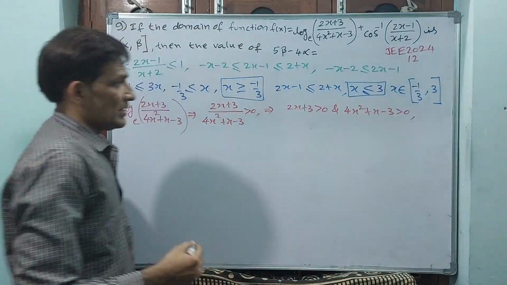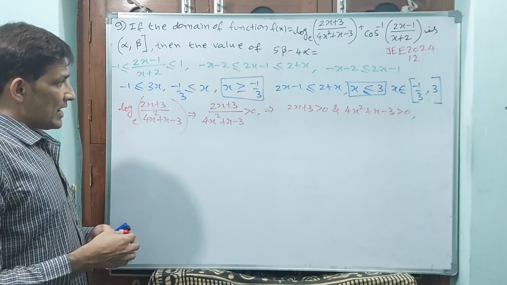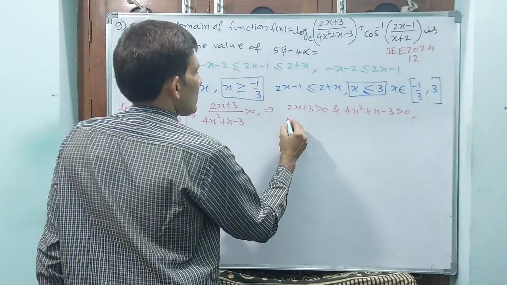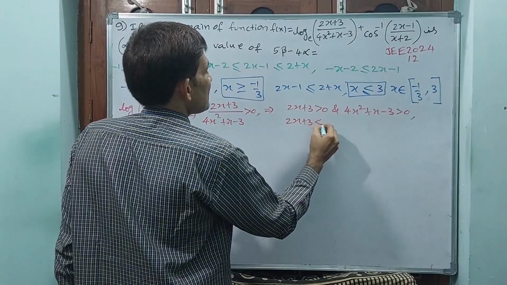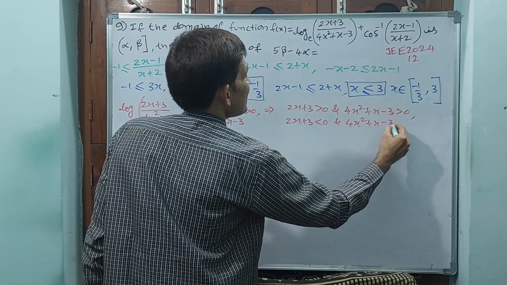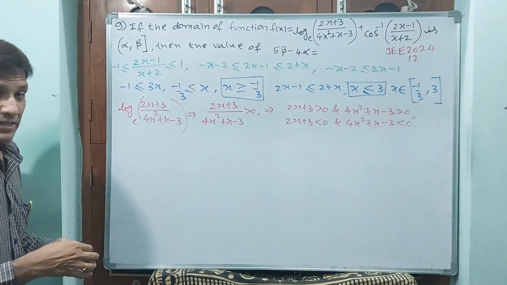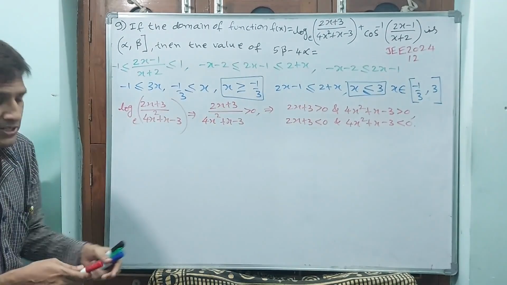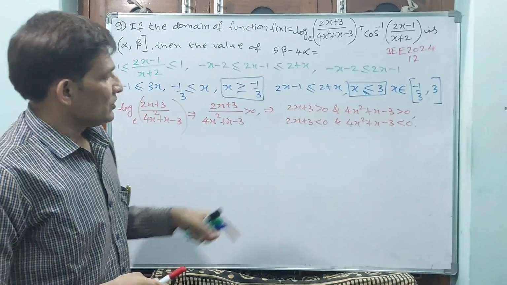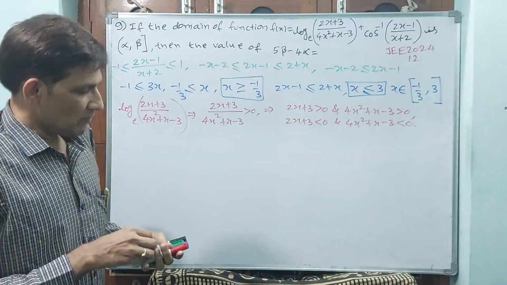This is one condition. Another condition also I am writing: 2x + 3 is less than 0 and 4x² + x − 3 is also less than 0. This is another condition. These two conditions we will see. What I want to say is that this condition is not going to be valid. I will show you afterwards. One by one we will take them.